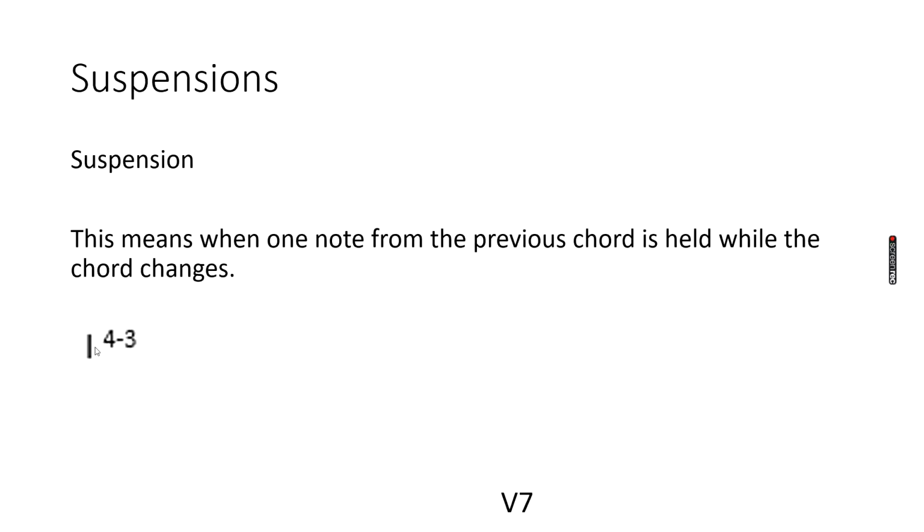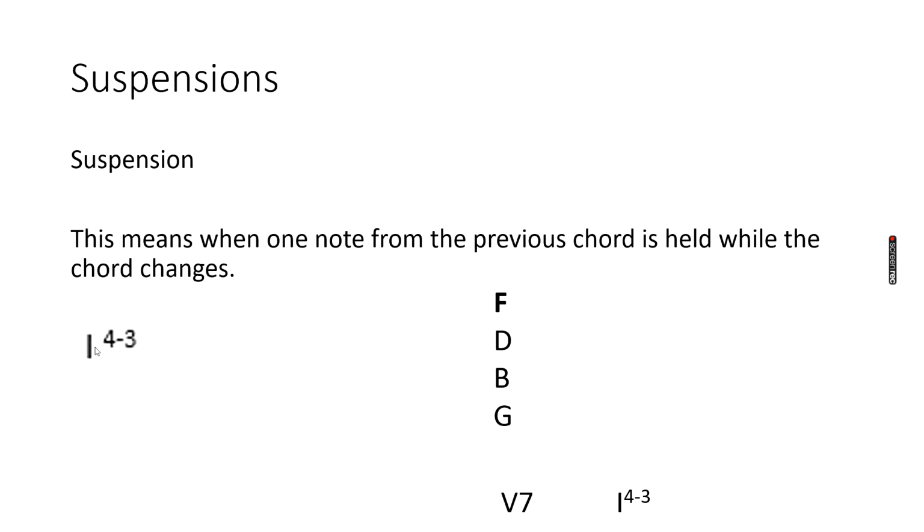Well, for the time being, for an example, I'm just going to work in C major. So we're going to look at a V7 chord in C major. Chord 5-7, a dominant seventh chord in C major, which would be a G chord, which is G, B, D and F, and it sounds like this. As I said, a suspension is when one note is held while the chord changes.